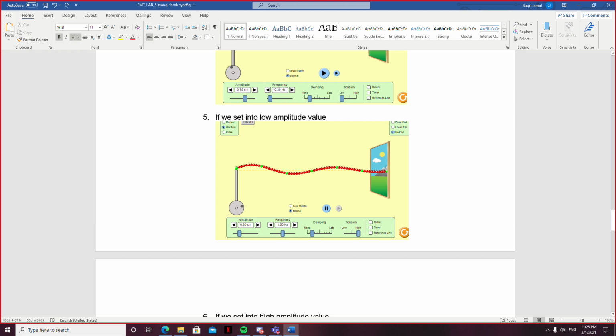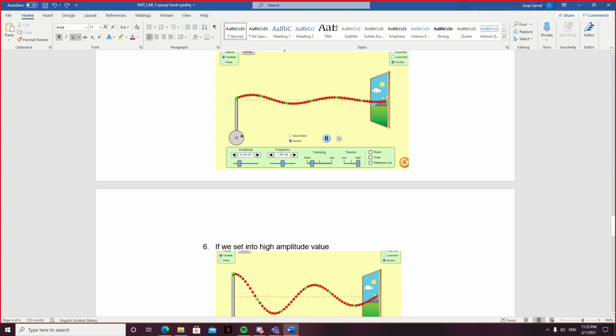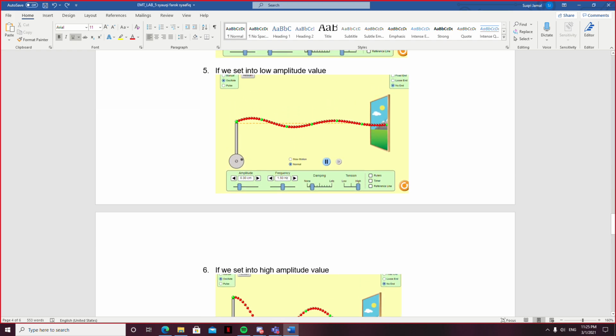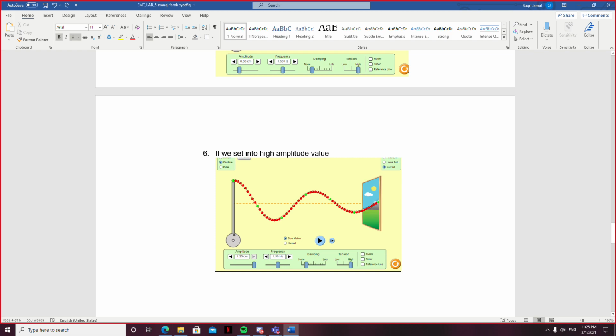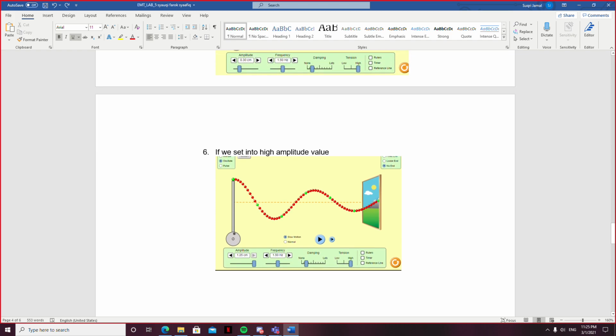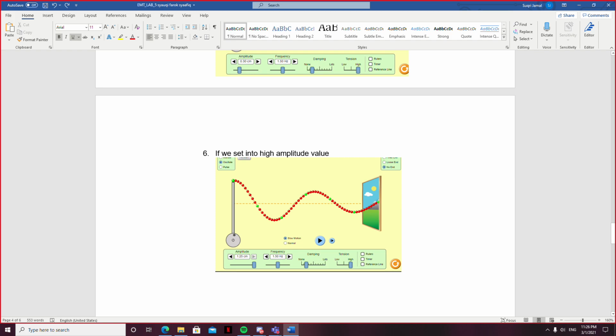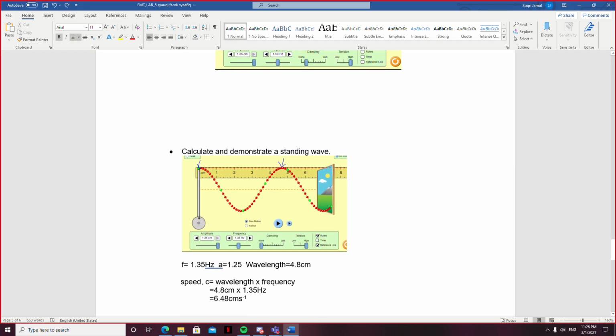If we set a low amplitude value, you can see the value of the peak is low. The value of the crest is also low. Now if we set the amplitude to high, you can see the wave becomes higher. The y value is higher.